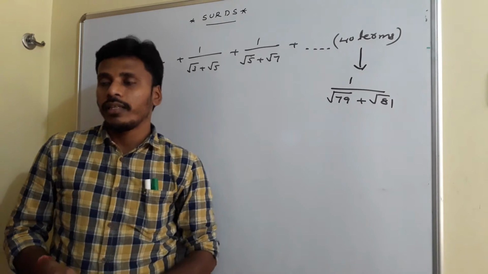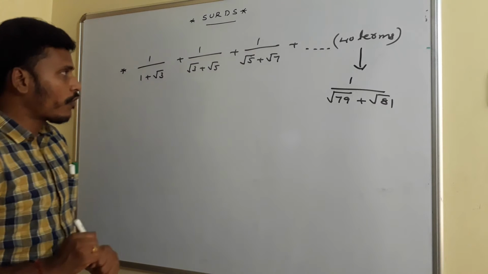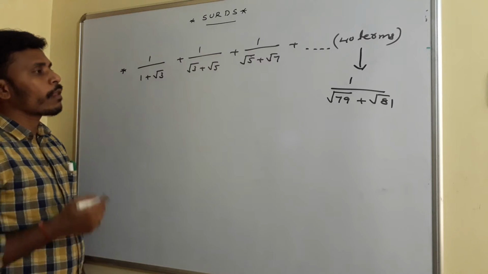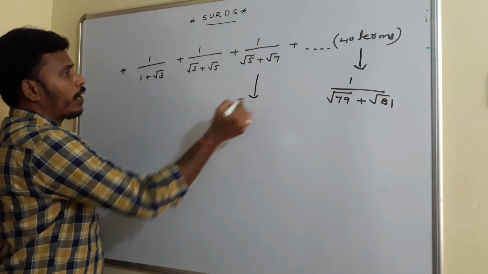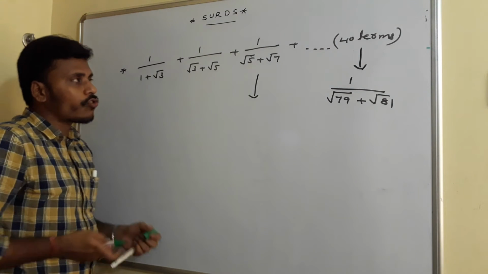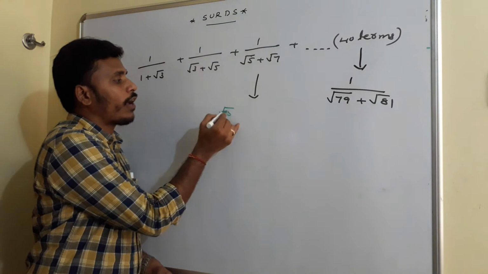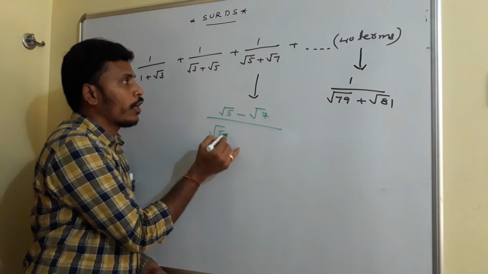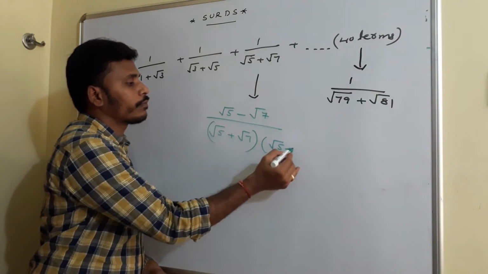Now you need to think about how to simplify all these terms. To simplify, just start with any one of the terms, no problem, okay? What I am going to tell you is, just think about this 1 by root 5 plus root 7. If you think about that 1 by root 5 plus root 7, you just try to rationalize it. Multiply both numerator and denominator with root 5 minus root 7. So root 5 minus root 7 divided by root 5 plus root 7 into root 5 minus root 7.